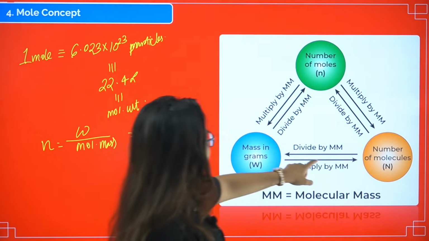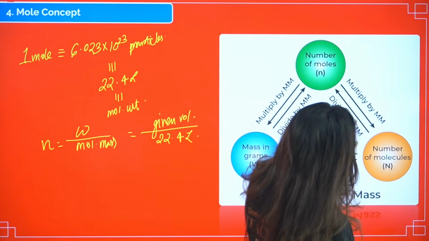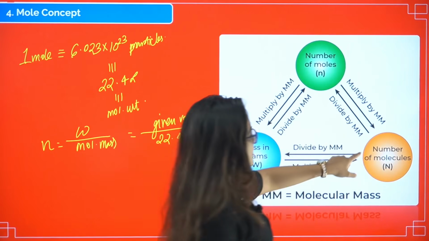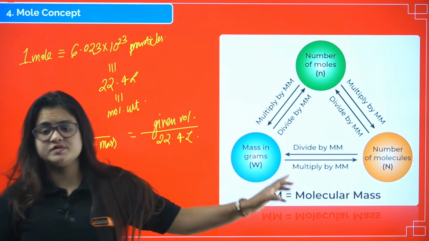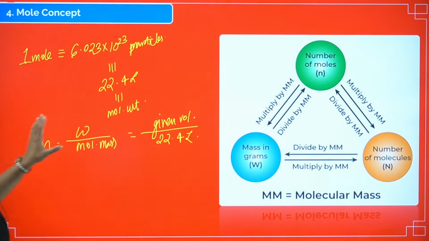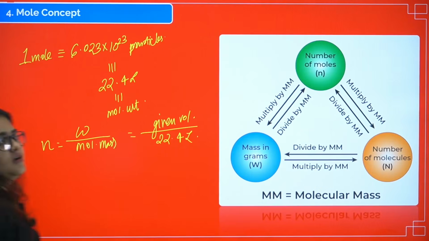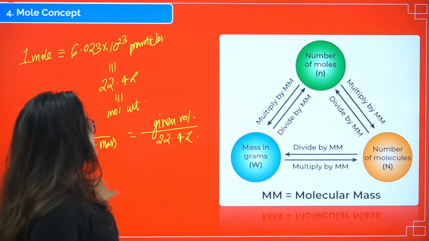Even a number of molecules, if you want to find out, you have to just divide it with the molecular mass. You will get the number of molecules present out of it. So I guess it is clear. From here only you will get all the information that is needed to solve the numericals and all. So let's proceed further.